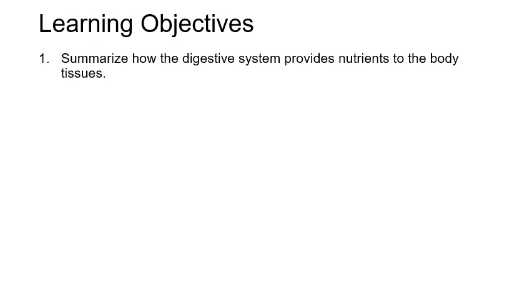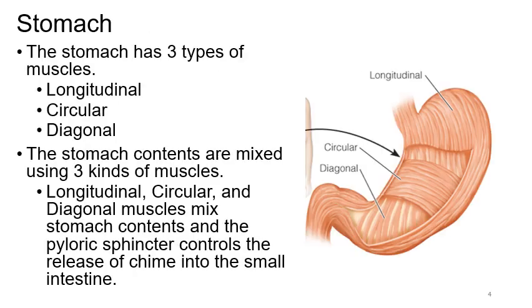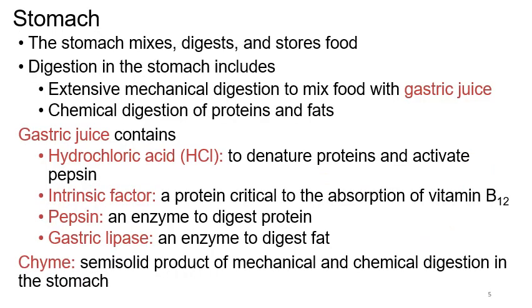Learning objectives. Summarize how the digestive system provides nutrients to the body tissues. The stomach. The stomach has three types of muscle: longitudinal, circular, and diagonal. The stomach contents are mixed using these three muscles, and the pyloric sphincter controls the release of chyme into the small intestine. The stomach mixes, digests, and stores food.